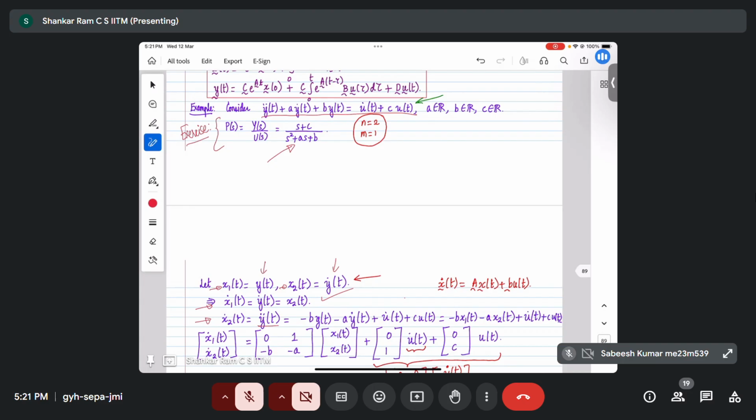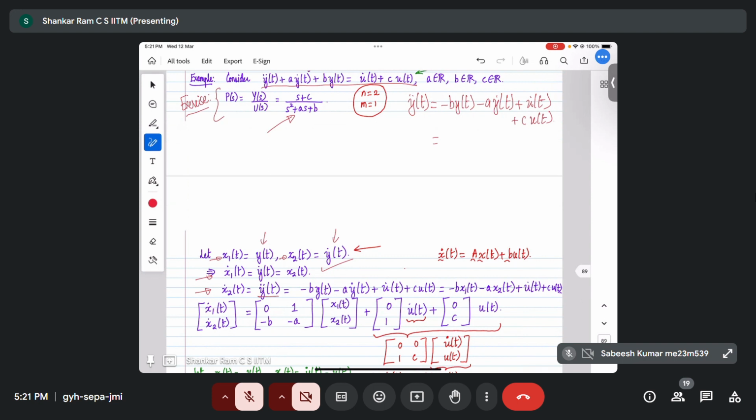And how do I get y double dot? From this equation. So y double dot t is going to be equal to minus b y t minus a y dot t plus u dot t plus c u t. Okay, so essentially what I have done is I have just rearranged the terms in that equation. And as we know, y of t is x1, y dot of t is x2, and u dot and c u remain.